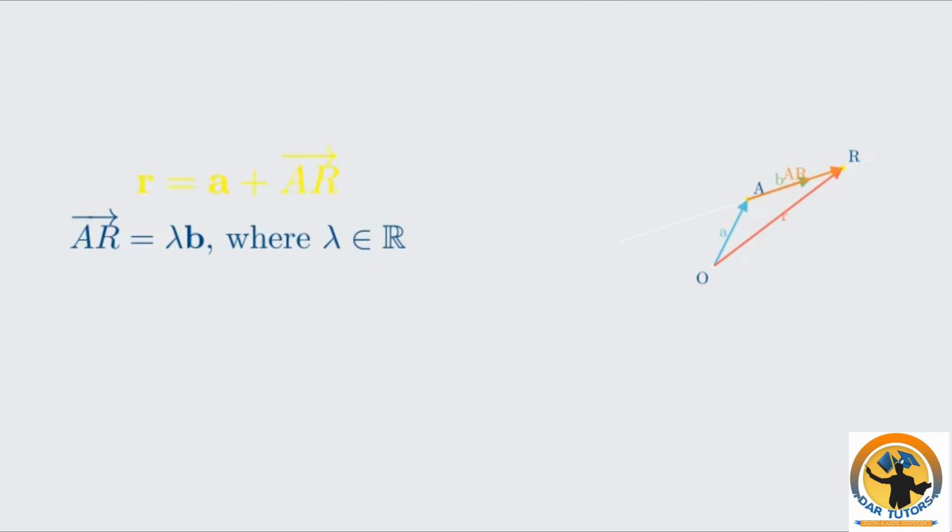Now we can substitute this back into our equation for R. This gives us the vector equation of the line. R equals A plus lambda B. This equation generates every point on the line as lambda varies. Let's recap. The vector equation of a line is R equals A plus lambda B, where A is the position vector of a known point on the line, B is the direction vector of the line, and lambda is a scalar parameter.